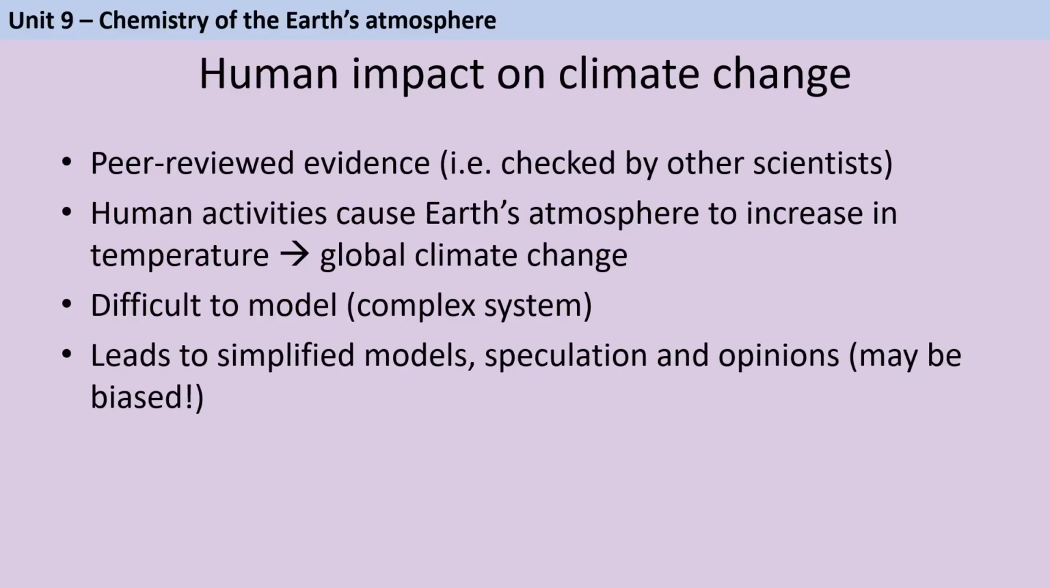Unfortunately, it's really difficult to model exactly what's going to happen because this is a really complex system. So we tend to come up with models that are quite simplified and miss things out or gloss over them, and then also speculate and guess, and this can be really problematic. And sometimes media coverage can be biased and only tell part of the story. So we need to look for evidence wherever we can.